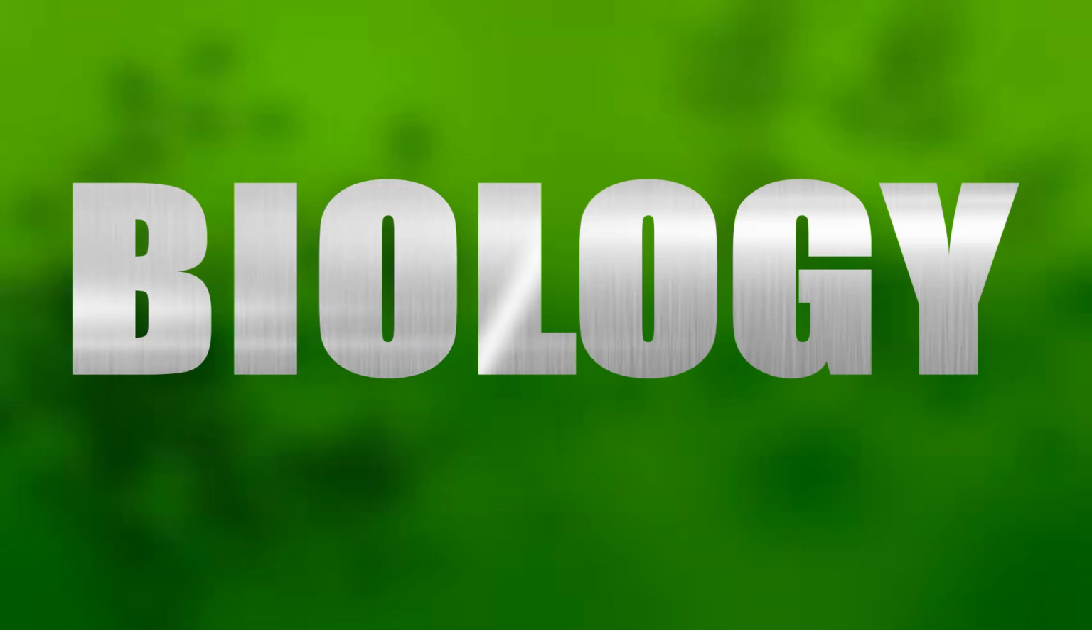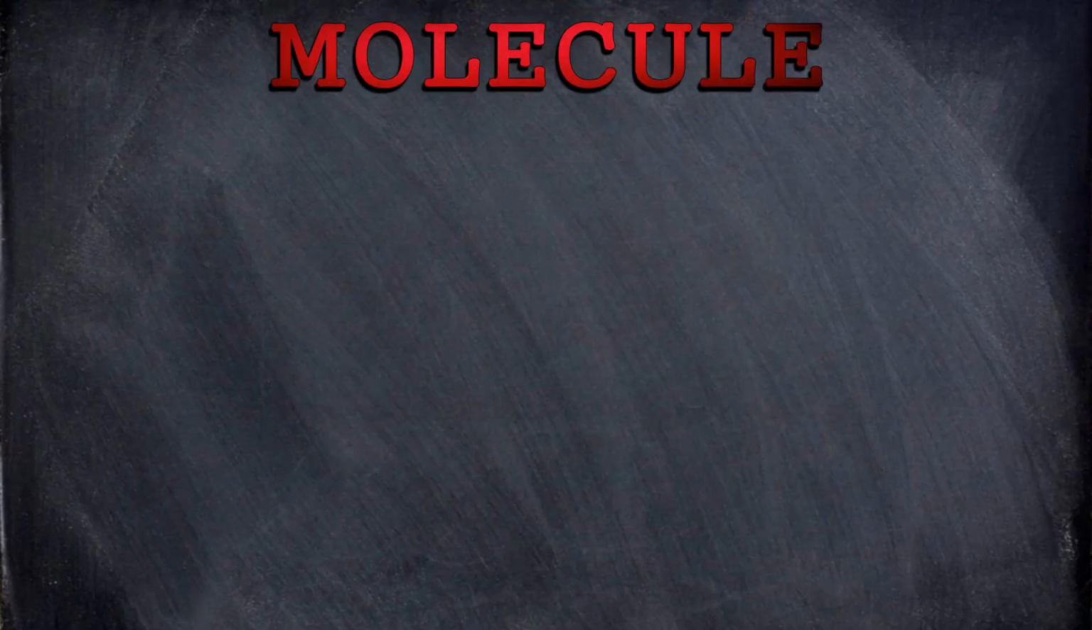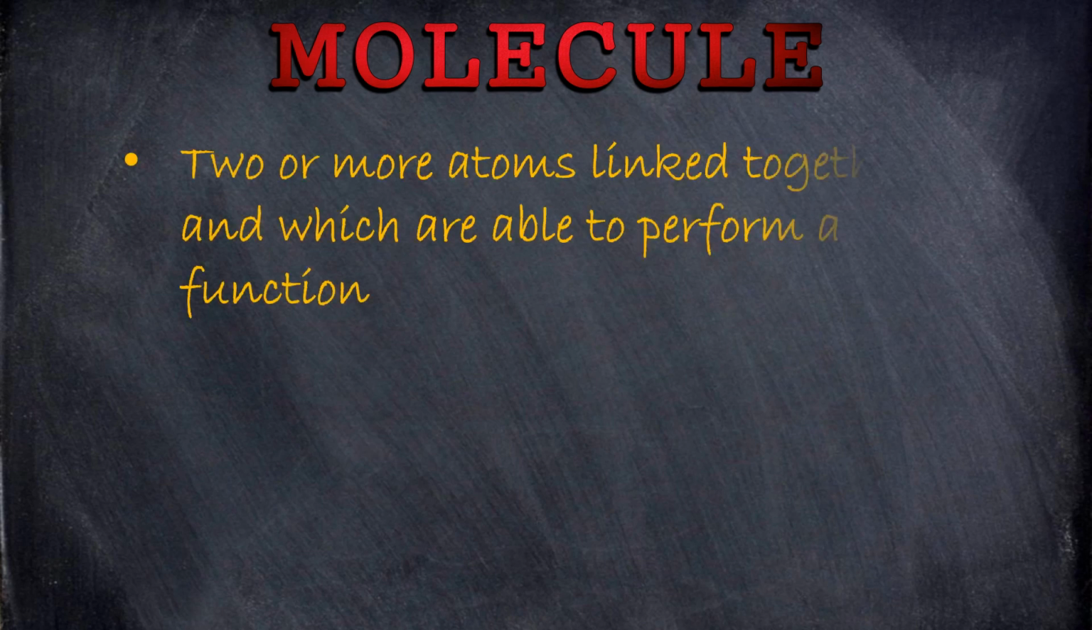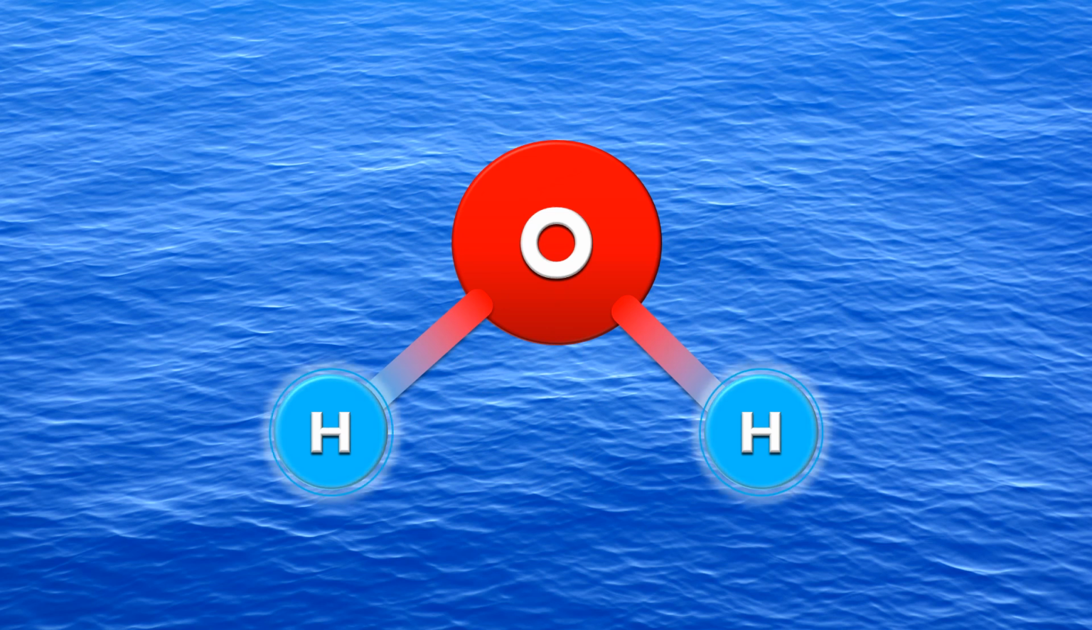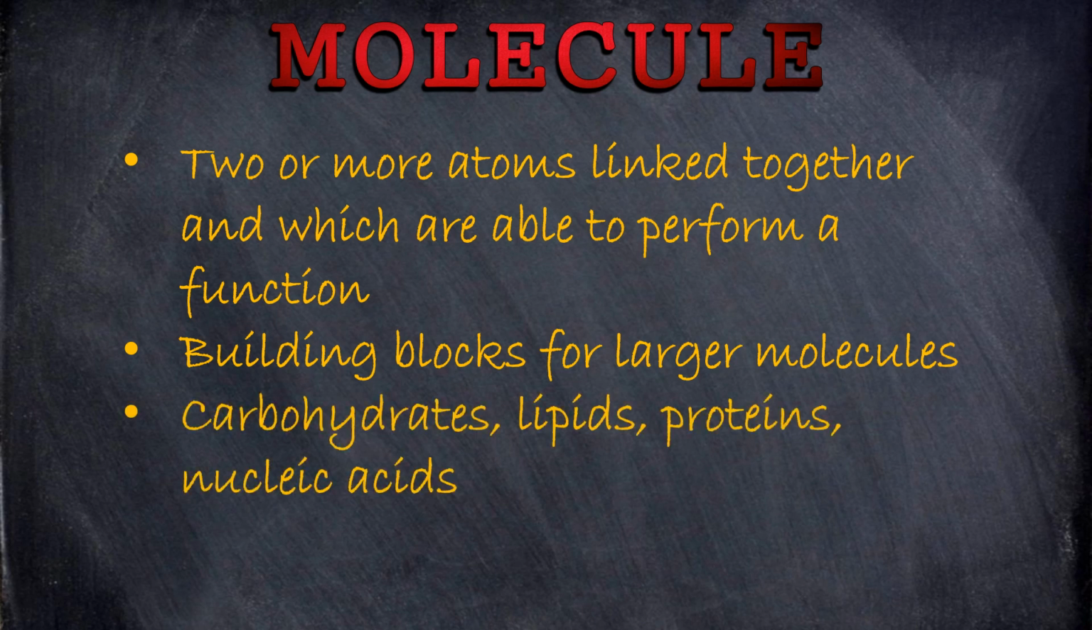talking biology. So, the first rung of the biological organization hierarchy is the molecule. Molecules are 2 or more atoms linked together and which are able to perform a function or serve some other purpose, such as building blocks for even larger molecules. Water is a molecule made of 2 hydrogen atoms joined to an oxygen atom. Important biological molecules include carbohydrates like sugars and starch, lipids like fats and oils, proteins like enzymes, and nucleic acids like DNA and RNA.